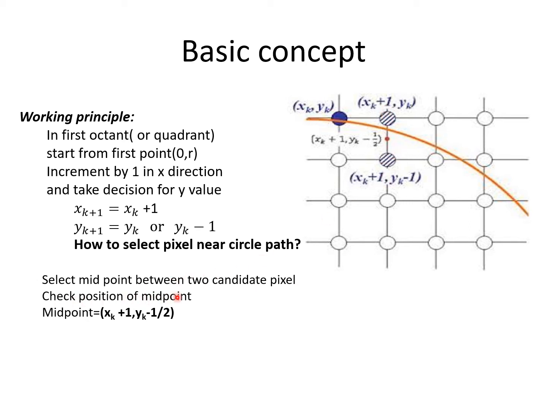We check the position of the midpoint. The coordinate of the midpoint is given as follows: because x is incremented by 1, on this line the midpoint will have a coordinate xk plus 1. And because it is between yk and yk minus 1, it will have a value yk minus half. So the midpoint between the two candidate pixels is this. This midpoint is used as a decision parameter. How is it used?